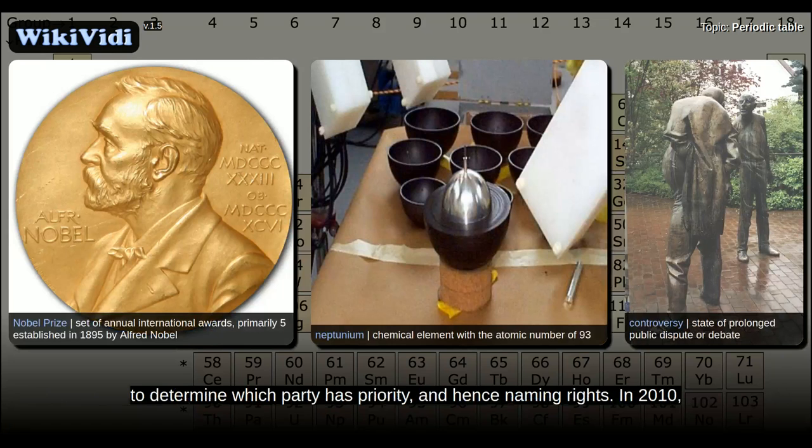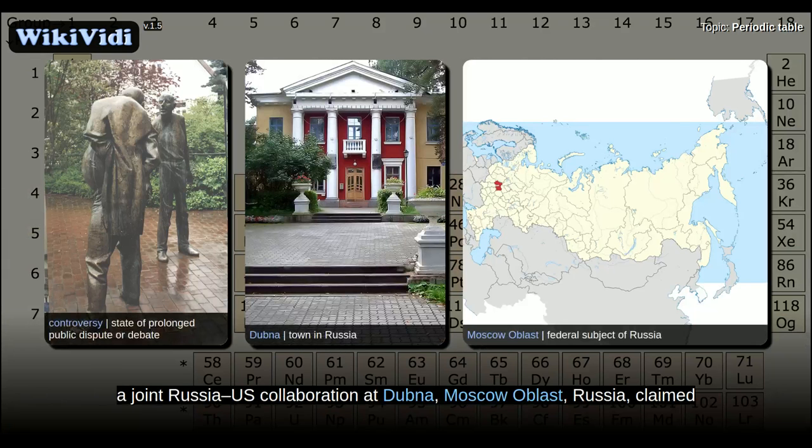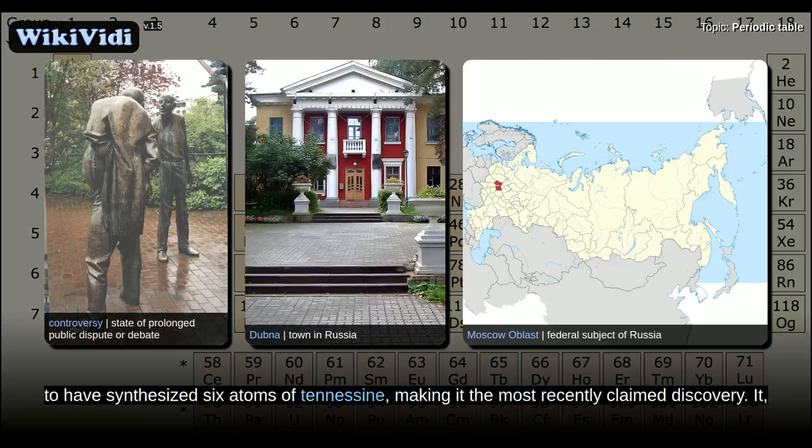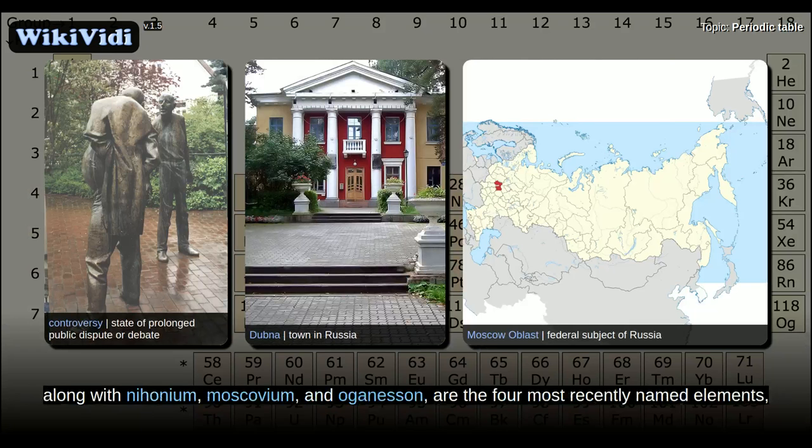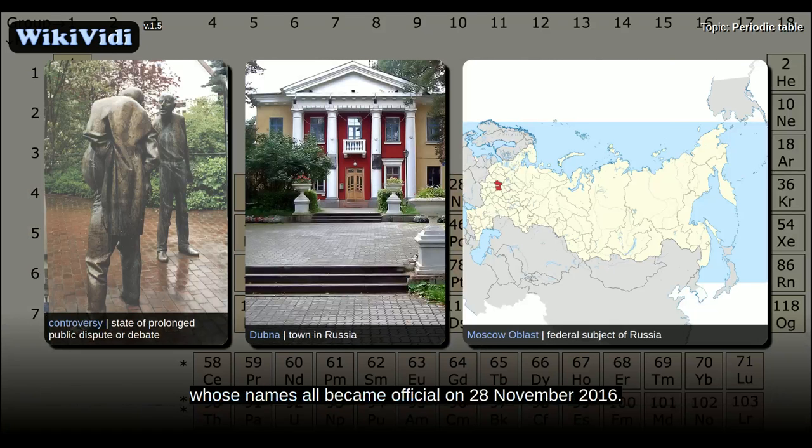In 2010, a joint Russia-US collaboration at Dubna, Moscow Oblast, Russia, claimed to have synthesized 6 atoms of tennessine, making it the most recently claimed discovery. It, along with nihonium, moscovium, and oganesson, are the 4 most recently named elements, whose names all became official on 28 November 2016.